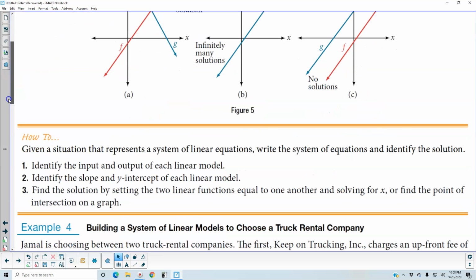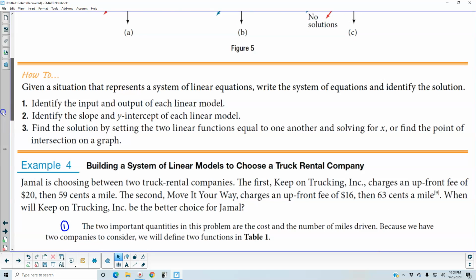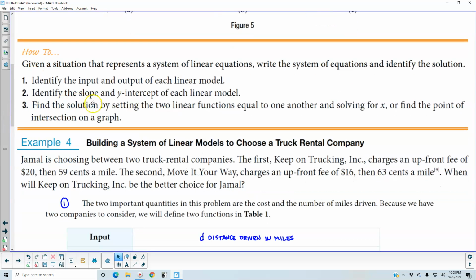Now, given a situation that represents a system of linear equations, we're going to write the system of equations and identify the solution. Number one, identify the input and output of each linear model. Number two, identify the slope and the y-intercept of each linear model. And number three, find a solution by setting the two linear functions equal to one another and solving for x, or find the point of intersection on a graph.